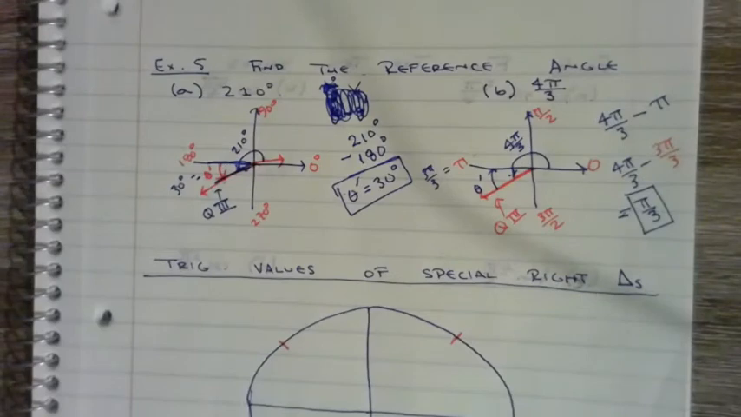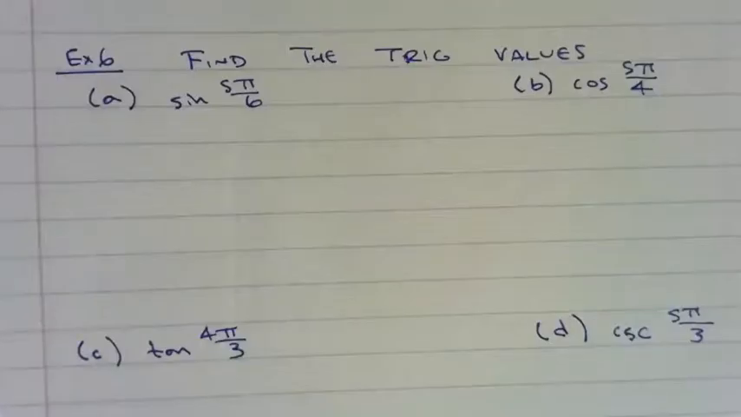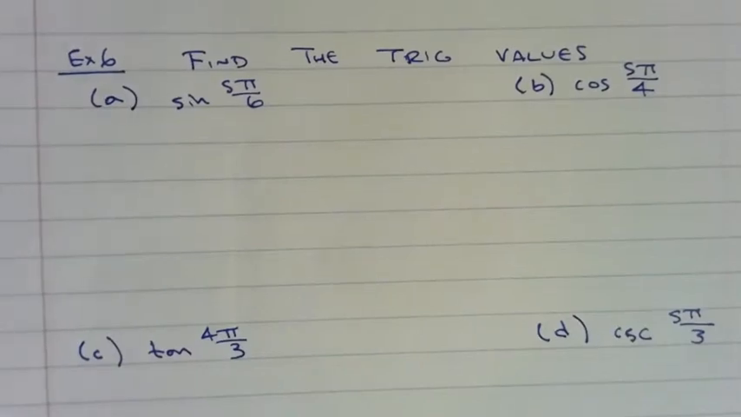Alright, go ahead and finish writing this down and then continue to write down the next problem. Okay. Go ahead and write down example number 6, you guys. So, finding the trig values. So, these 4 problems. Once you've done that, we'll continue from there. And then, once you've written it down, continue the video.